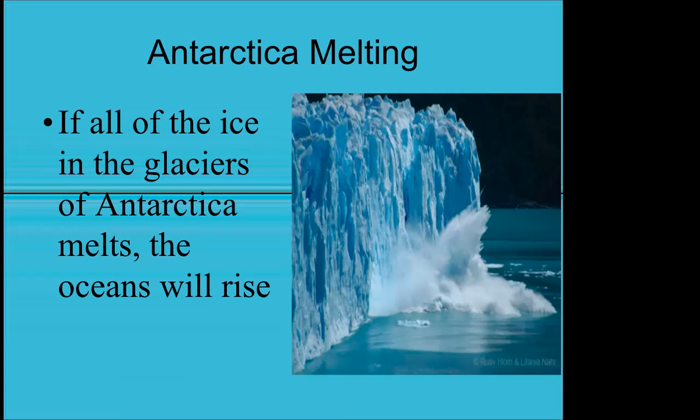So the ice is solid, so it only takes up so much space, but then when it melts and becomes liquid, it's going to flow all over because it's going to rise. And that liquid is going to essentially be taking up more space in a different way. Okay? Does anybody have questions?